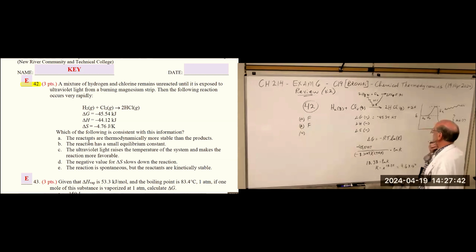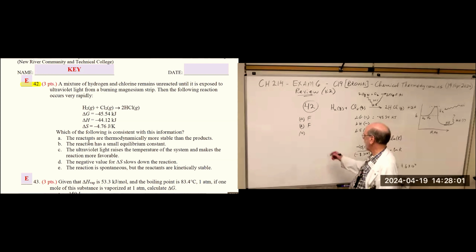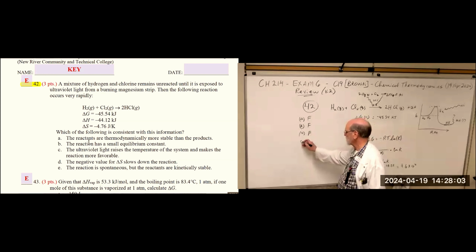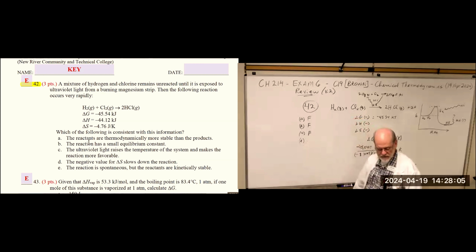Well, it didn't tell us it raised the temperature. It just says it supplied the energy. Ultraviolet radiation supplied the energy. We can't say that the temperature was changed. There's no indication that the temperature was changed. So I have to call this one false on its face. There's no evidence that the temperature was changed.